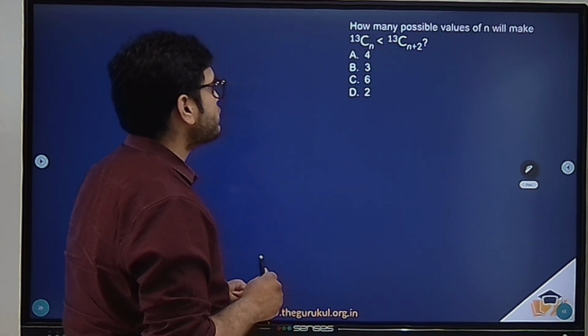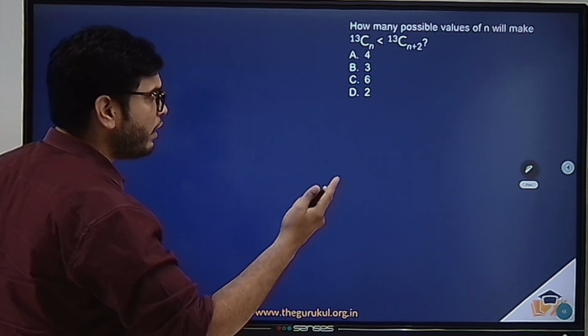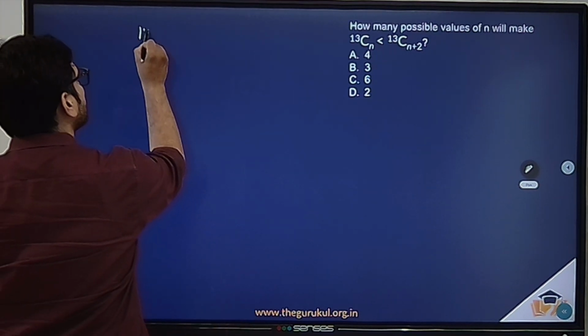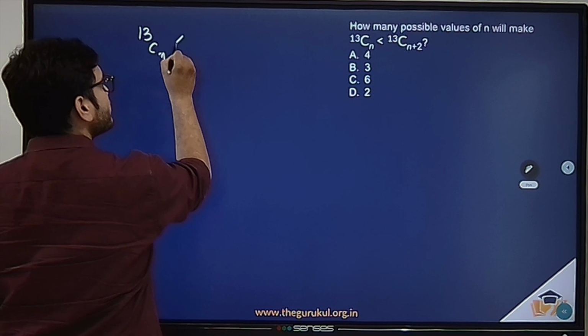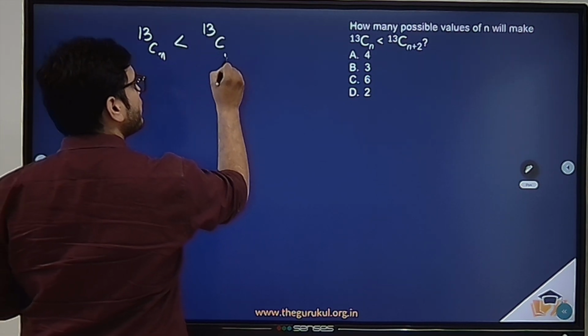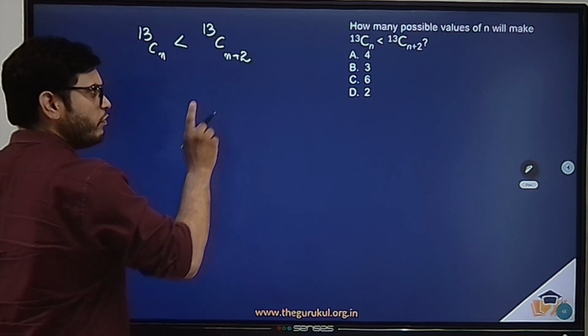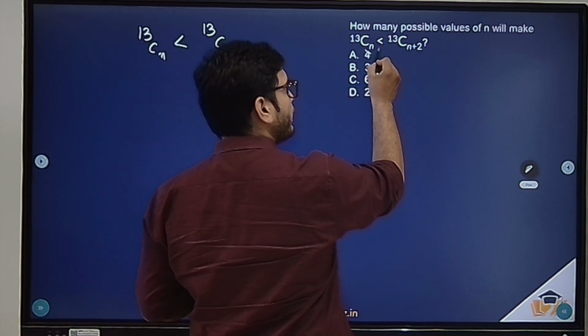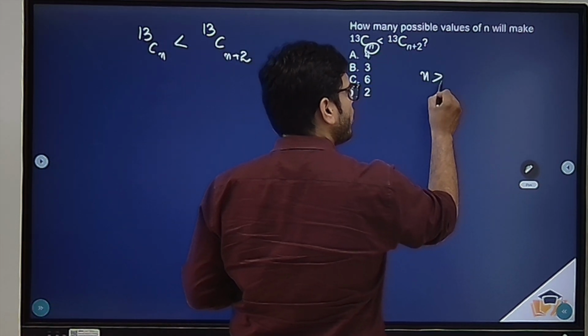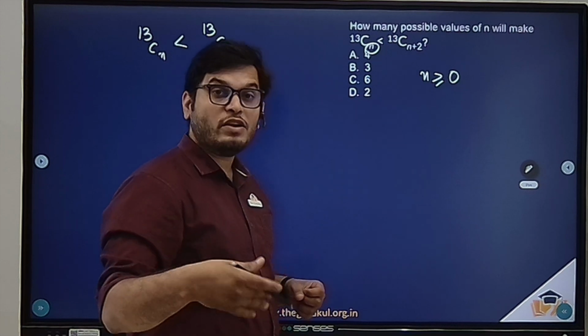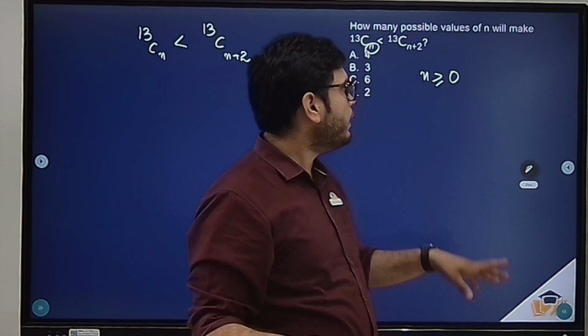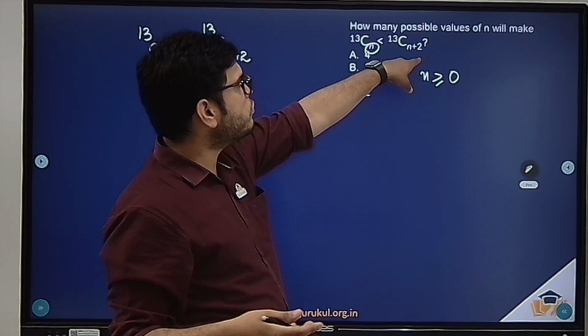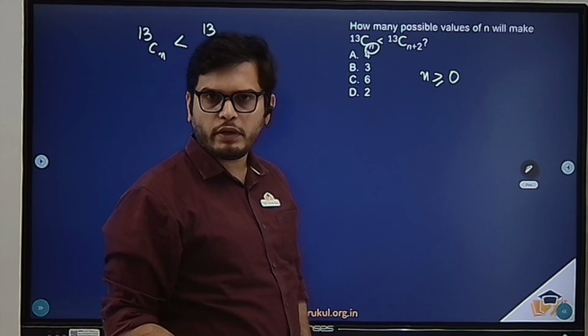Now coming to the first question: how many possible values of n will make 13Cn less than 13C(n+2)? My first observation is that this has to be non-negative, so n should be greater than or equal to 0. So n can take values like 0, 1, 2, 3, and so on. And n+2 should be less than or equal to 13.